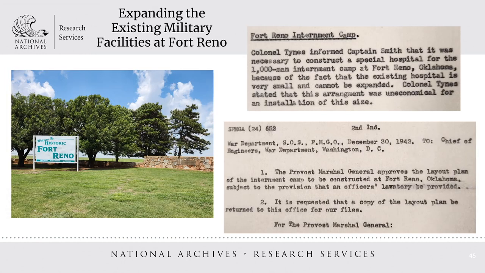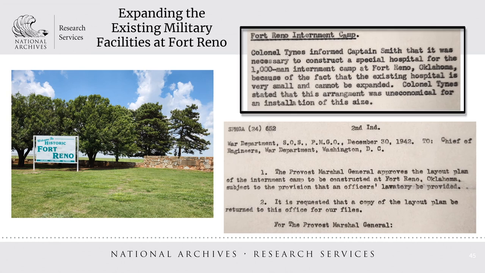In the same series, we find developments on the construction of POW facilities. In some cases, it was believed that portions of existing forts and other locations could be adapted for POW use. The first document here, titled Fort Reno Internment Camp, addresses this issue at Fort Reno and states that, quote, "It was necessary to construct a special hospital for the 1,000-man internment camp because of the fact that the existing hospital is very small and cannot be expanded."